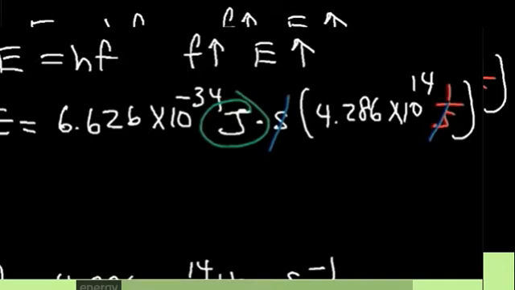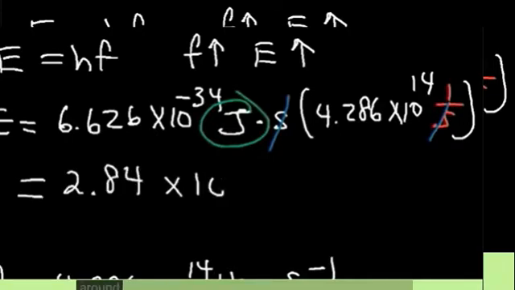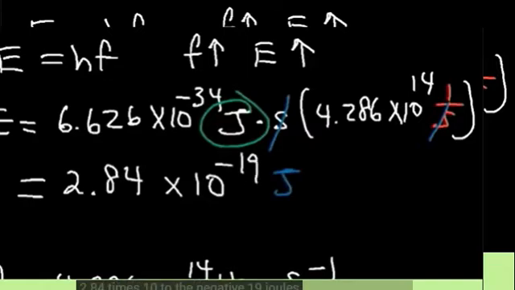So if you multiply those two numbers, you should get around 2.84 times 10 to the negative 19 joules. So now you know how to calculate the energy of a photon. In this part, we're going to focus on multiplying two numbers in scientific notation.